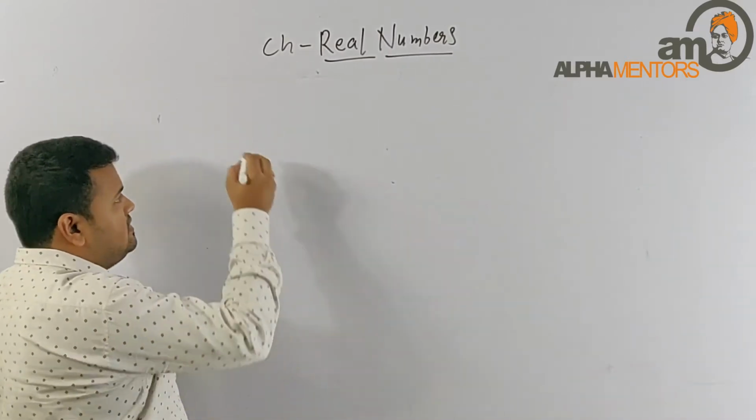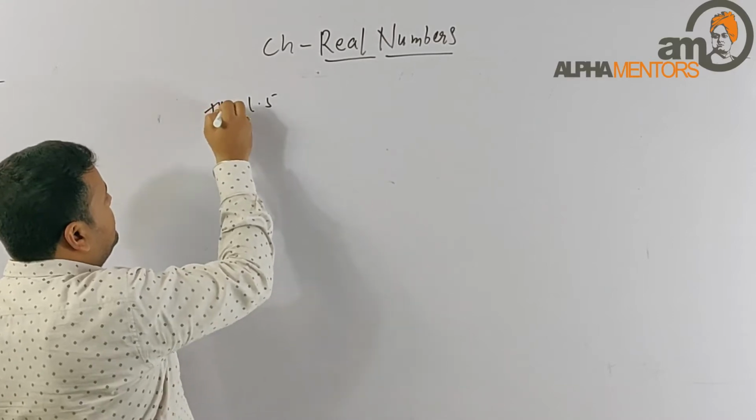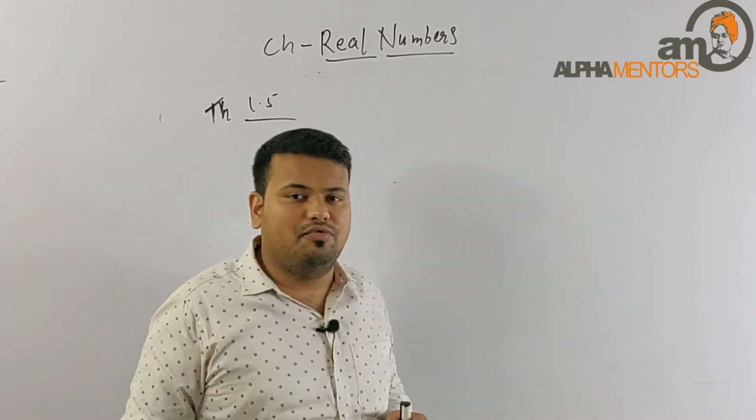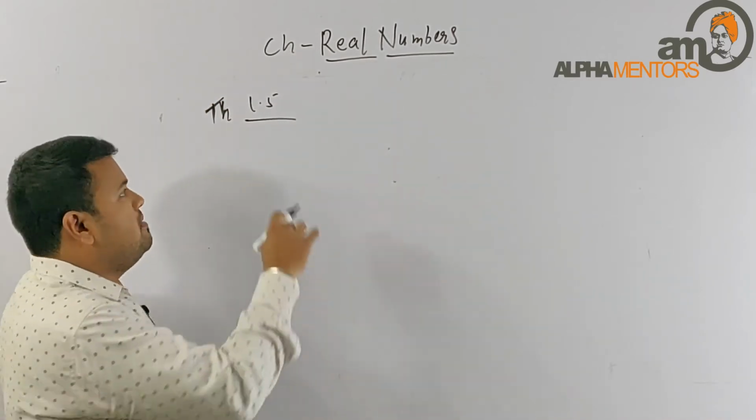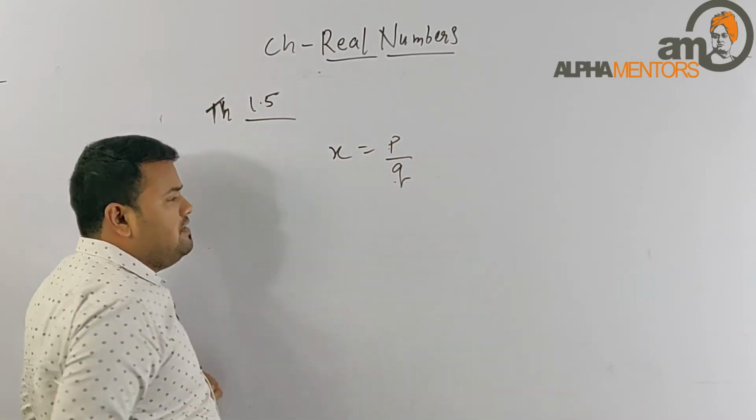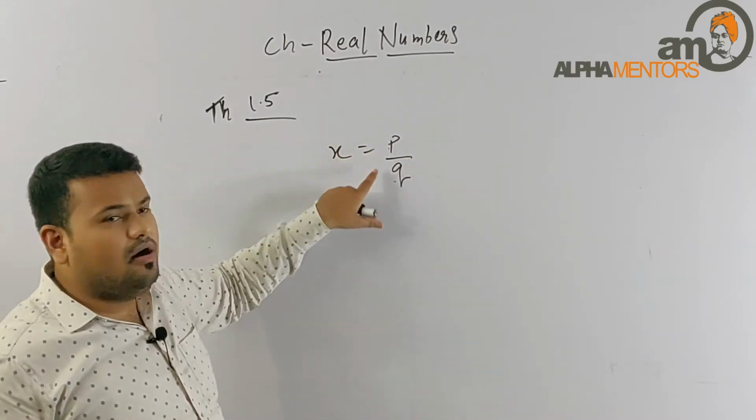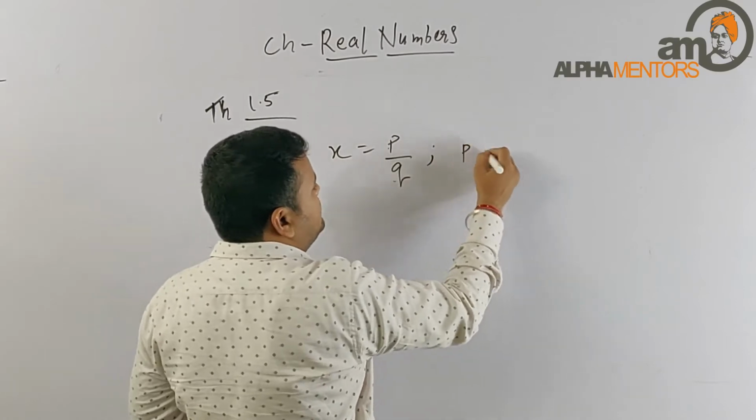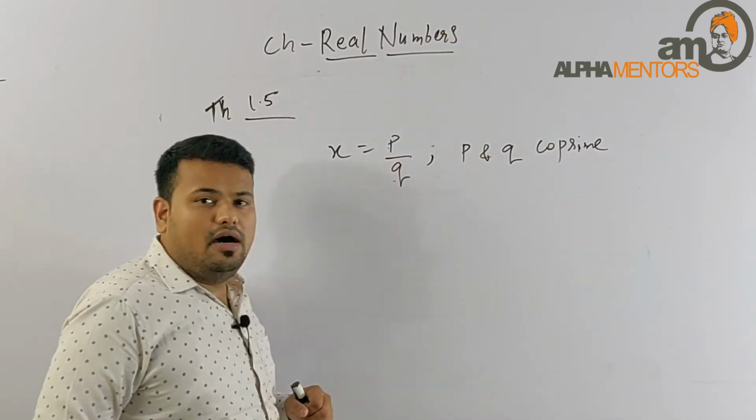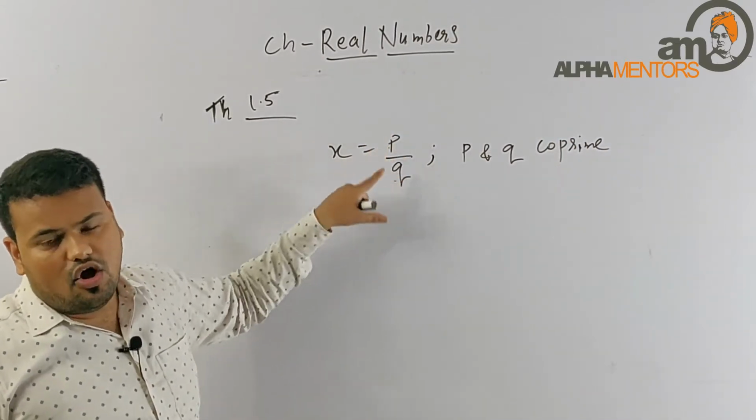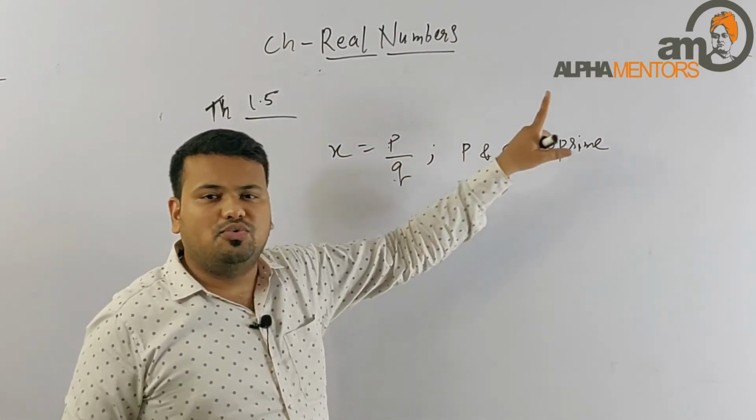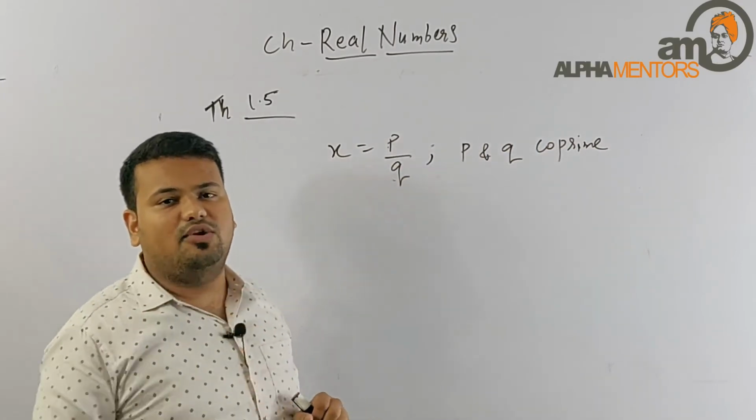So to understand that point, let's start with one property that I am writing here on the board, Theorem 1.5. Theorem 1.1, 2, 3, 4 we discussed in the NCERT textbook, now theorem number 1.5. In theorem 1.5, the given expression is a rational number of the form p by q, where p and q are co-prime. Co-prime means the common factor should be 1. Any rational number of the form p by q, where p and q are co-prime, that HCF value is 1.